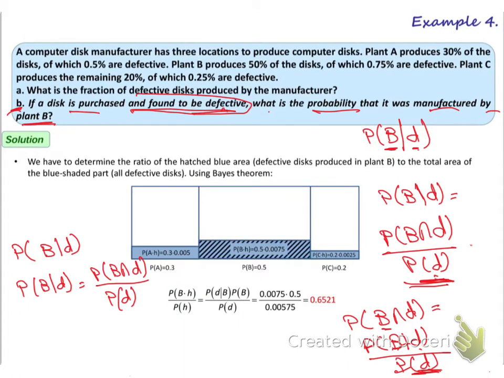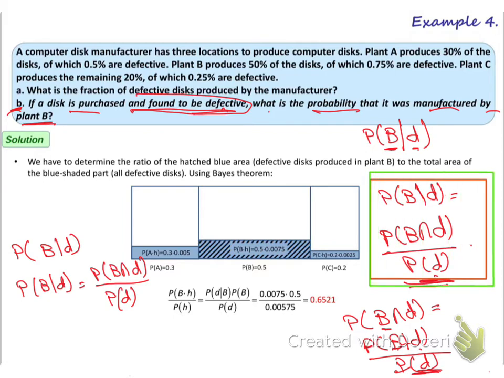So now, in order to answer this problem, let me change the color. Okay. In order to solve this problem, I have to find the probability of B intersect D. And in order to get it, I notice that I have to get the probability of B given D, but I have the probability of D given B. Can I convert them? I want the probability of B given D. Can I get it from the probability of D given B, the swapping of them?